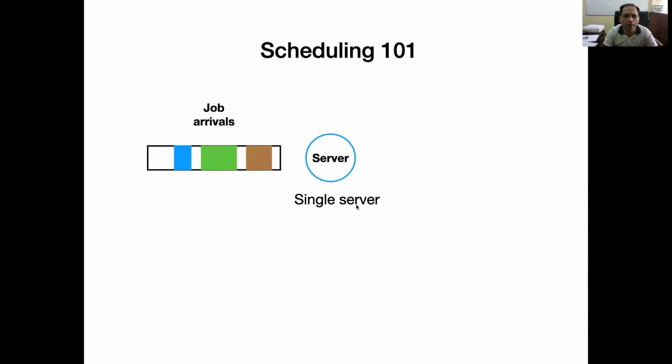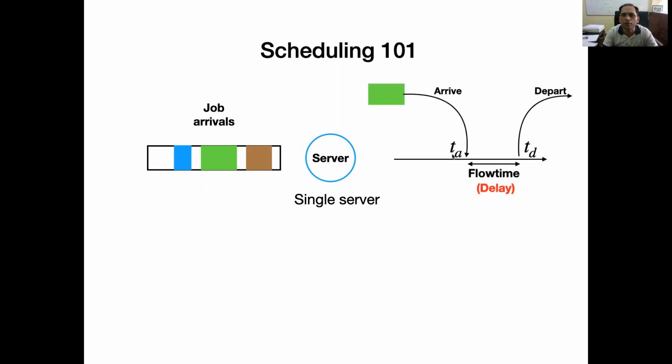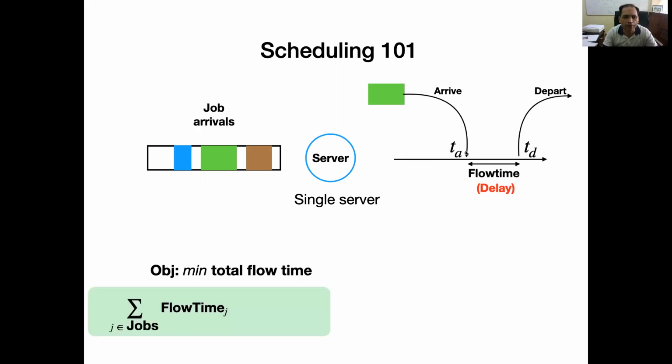Think of a single server system where packets arrive over time and are sitting inside a queue. The difference between the departure and the arrival time of any packet is called the flow time. What we want to minimize is the total flow time summed across all jobs. For this simple setting, you know that the shortest remaining processing time algorithm, which schedules the shortest remaining job at each time, is in fact optimal.